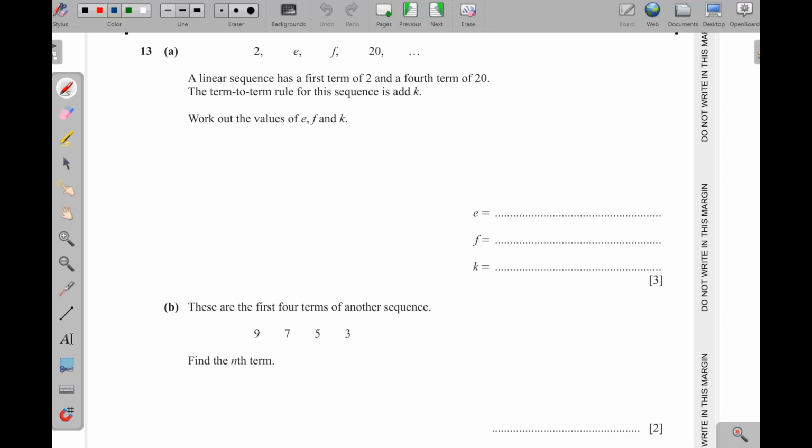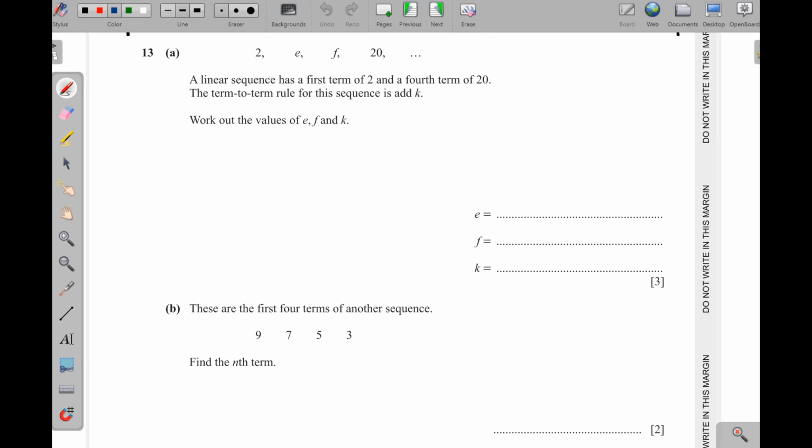This is Teacher Simon taking you through IGCSE Core Mathematics paper 0580/32 for May June 2025, and this is part 2 for questions 13 to 24.